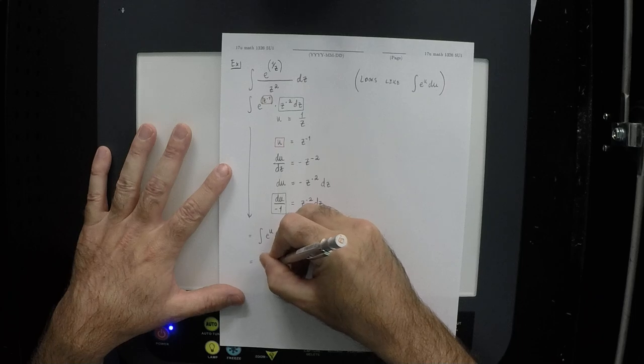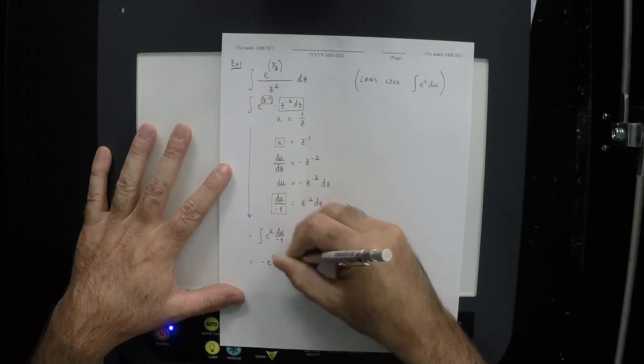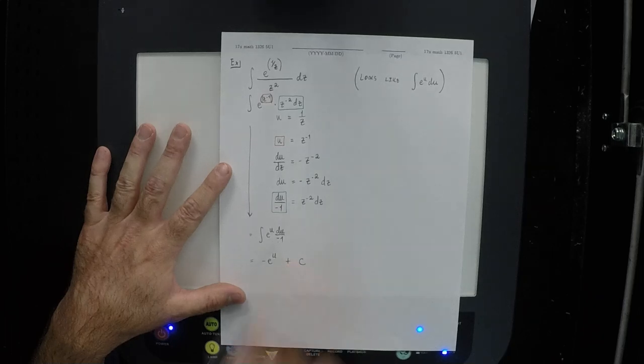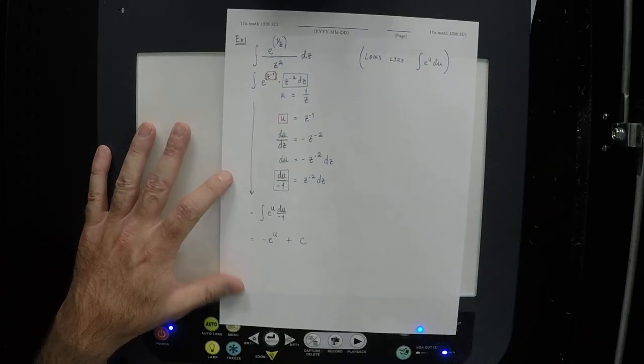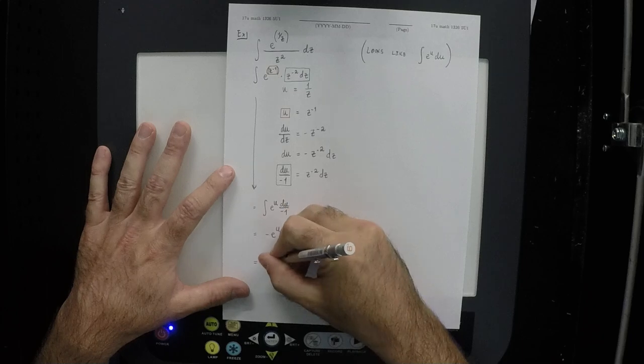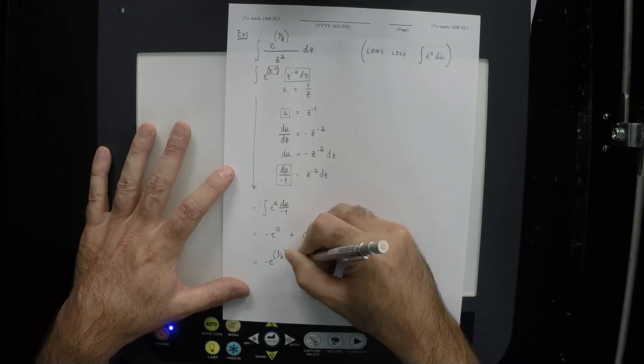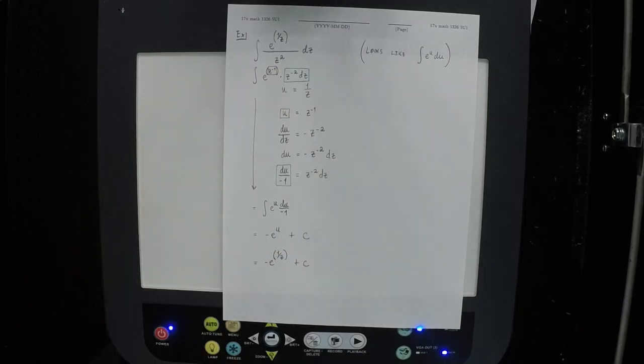So this is then negative e to u, plus a constant, and then negative e to the 1 over z, and then plus a constant. Any question about this one?